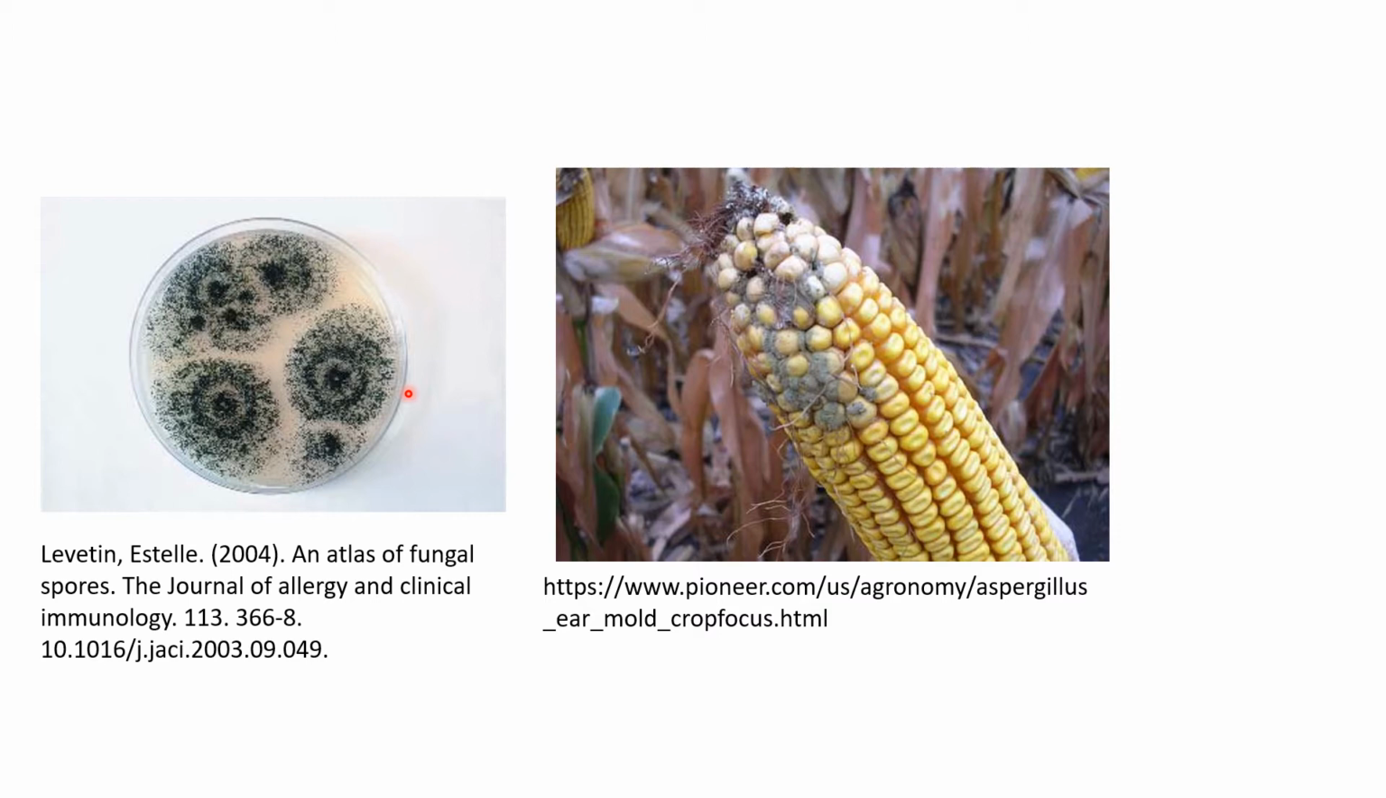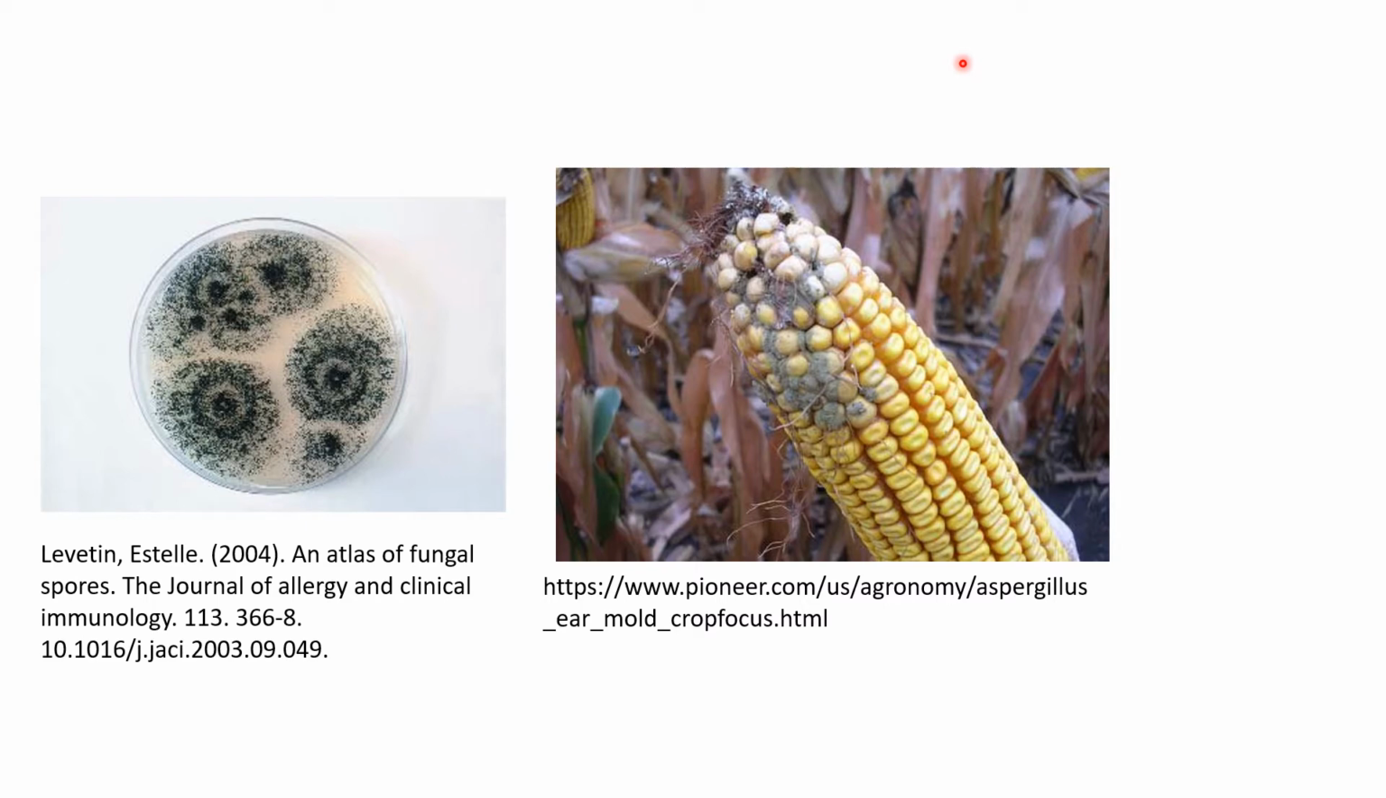Usually, they are a major cause of decay of agricultural crops. So that's why we have here the molds, the ear molds, and usually they're affecting crops such as corn. And sometimes people develop allergy from conidia of Aspergillus.